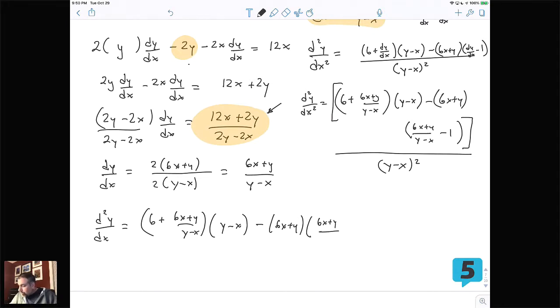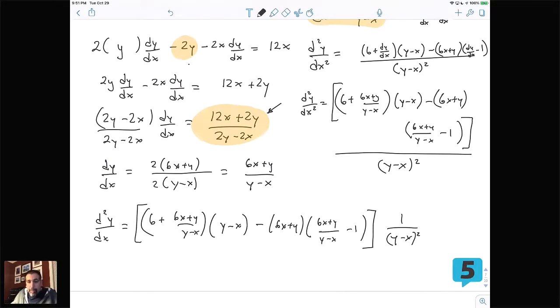6x plus y over y minus x minus 1 is the next factor. And now, because this all has a denominator, I prefer to write it off to the side as 1 over (y minus x) quantity squared. Okay, so these second derivatives can get extremely long and complicated, but as long as you have all the pieces, what I have written right here would earn you the credit point for taking the derivative correctly.